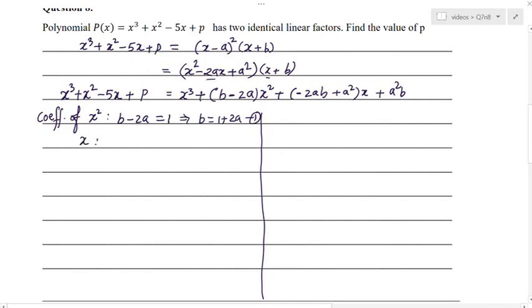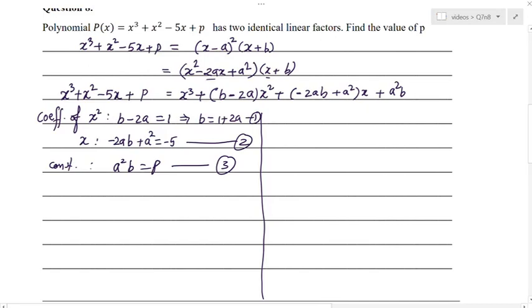Then equate the coefficient of x. The coefficient of x is minus 2ab plus a squared, equal to minus 5. That's my equation number 2. And the constant terms give me a squared b equals p. I don't need equation number 3 now. I need to solve 1 and 2, because equation number 3 will be useful for finding the value of p once you find the values of a and b. So with equations 1 and 2, two variables and two equations, we should be able to solve it.